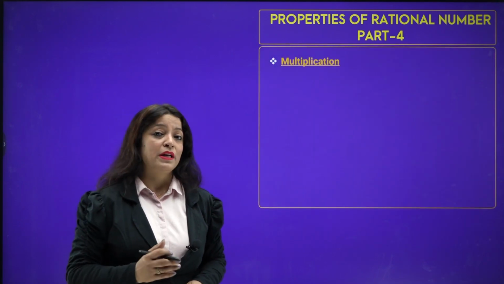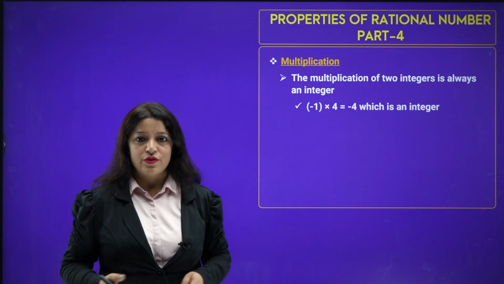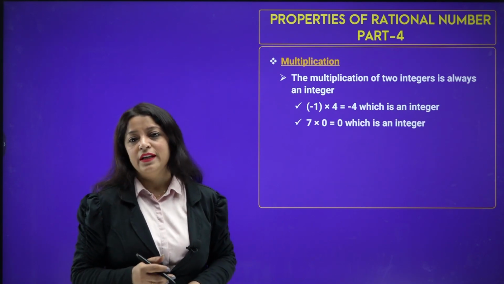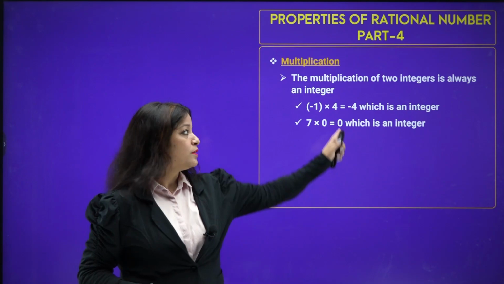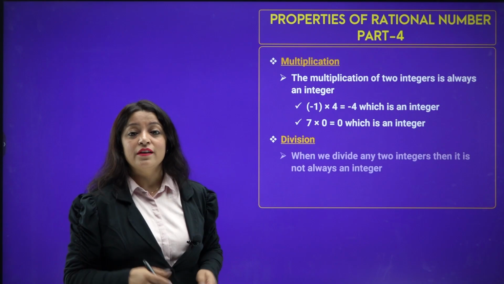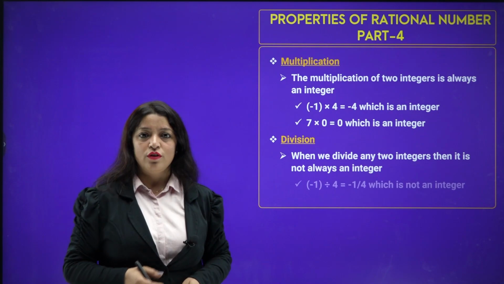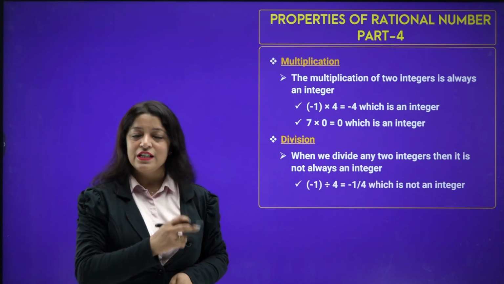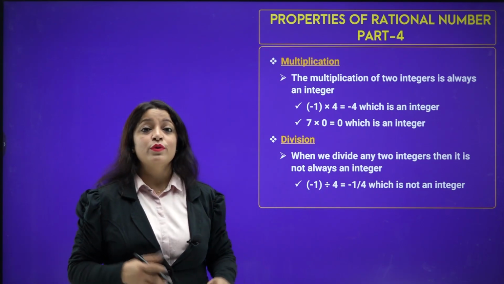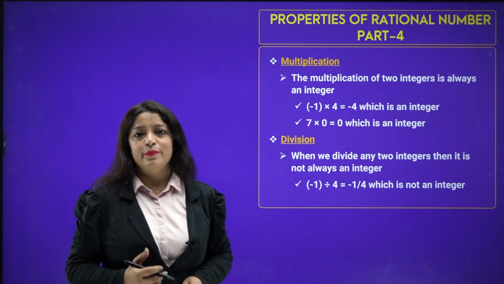Next, let us move on to multiplication. The multiplication of two integers is always an integer. You can try again with any two integers and you'll find that the result is also an integer. And remember, 0 is also an integer. Now for division, when we divide any two integers, it is not necessary that we always get an integer. So division is not closed for integers, as it was not closed for whole numbers. Like -1 divided by 4 is -1 upon 4, which is not an integer, it is a rational number.